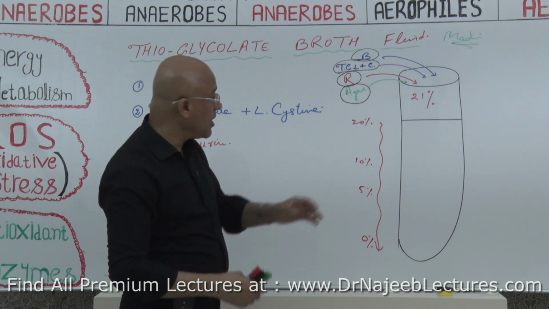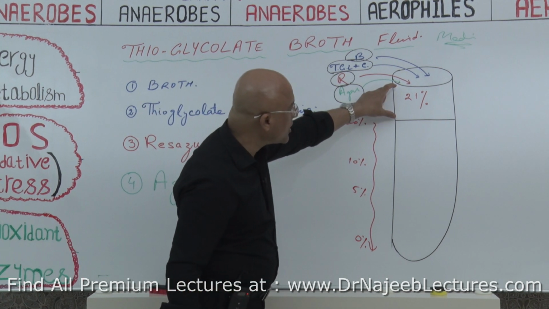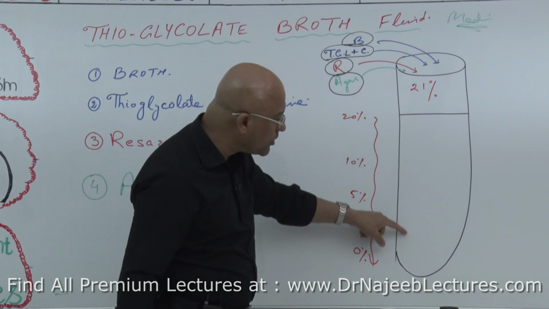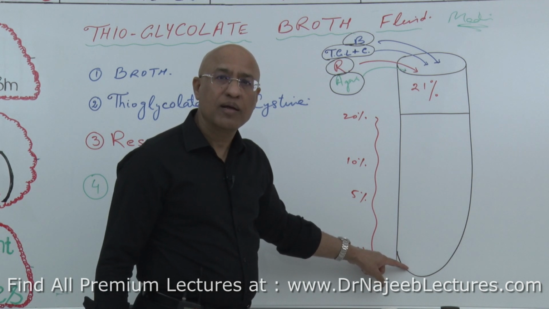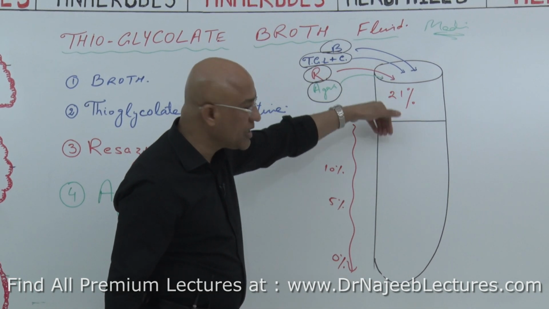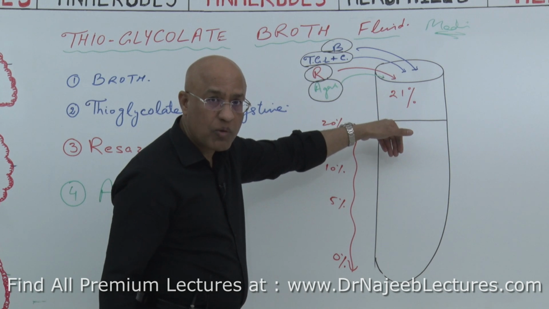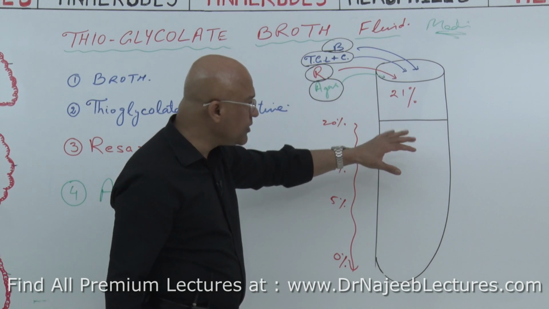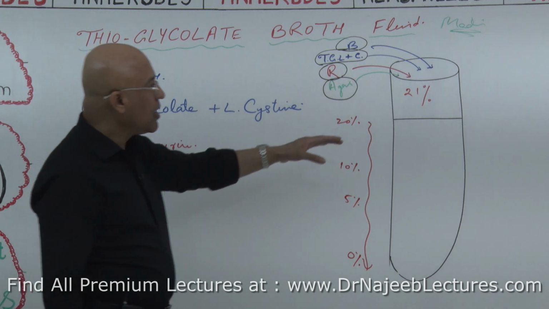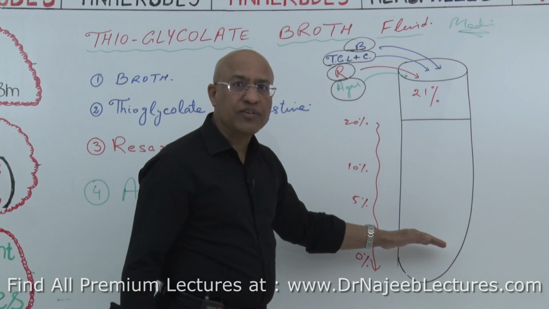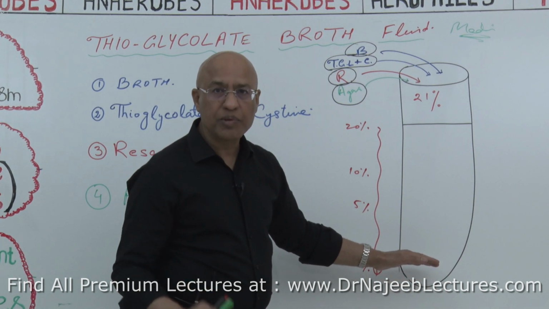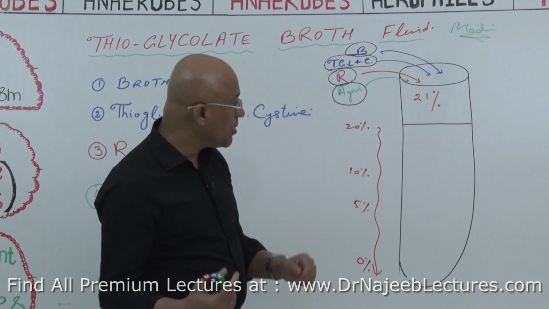The oxygen tension, as you move from the oxygen-rich area, here it is atmospheric oxygen, 21%. As you move down in the tube, you will see that oxygen cannot diffuse from top to bottom, because when oxygen from the top diffuses down, it will be neutralized or reduced by the thioglycolate and L-cysteine. As you move down, oxygen tension becomes less and less, and eventually oxygen disappears from the culture media, right? Thioglycolate broth media.